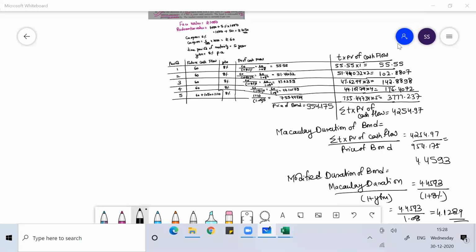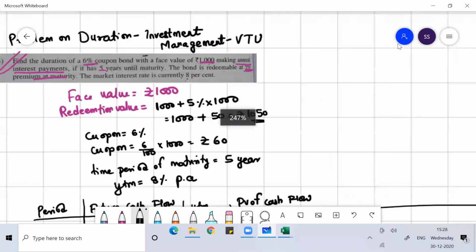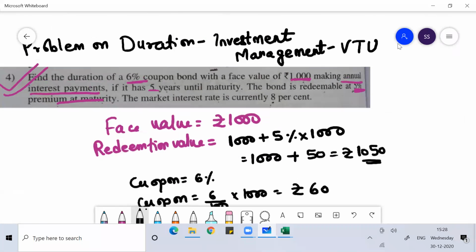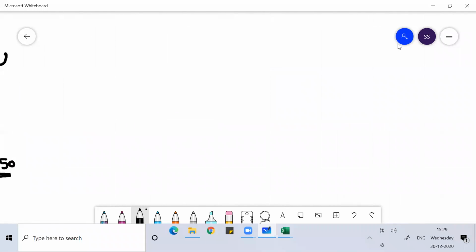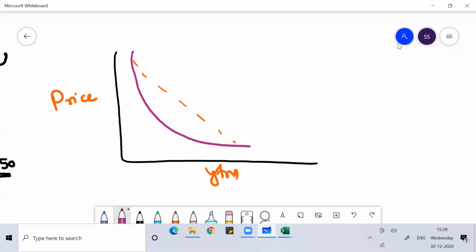Okay, everyone, I hope you understood the concept of duration. Duration altogether is a very important topic whenever we talk about the debt market. Normally, when we talk about the relation between the price of the bond and the YTM, it was hypothetically believed to be a straight line, as they are inversely proportional. But in reality, it is not a straight line. It is a convex line.